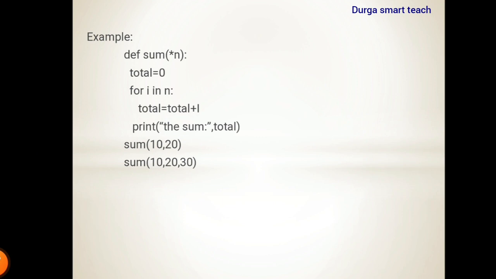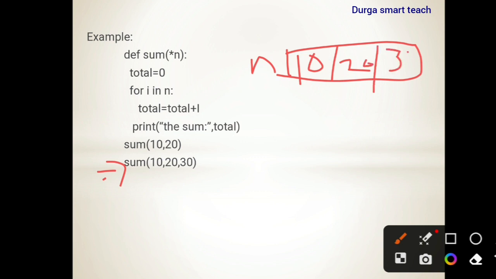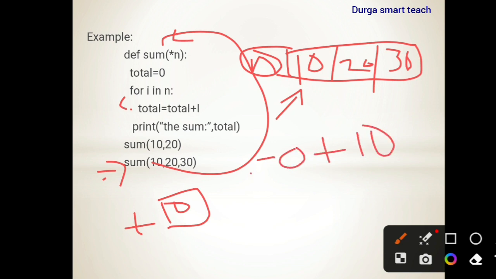Next I am calling the same function, but now I am passing the parameters 10, 20, 30. We are passing these to n, so n contains 10, 20, 30. Next, total contains 0. For i in n, the i value points to the first number, 10. Yes, 10 is in n. Next it will move to total. The total value is 0 plus 10, that is 10. Total contains 10.